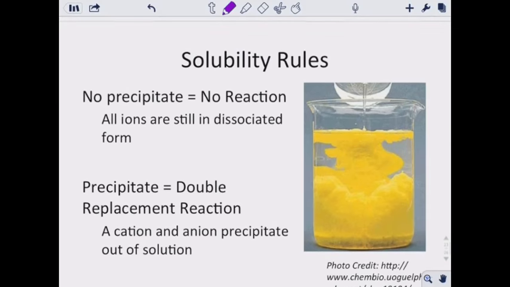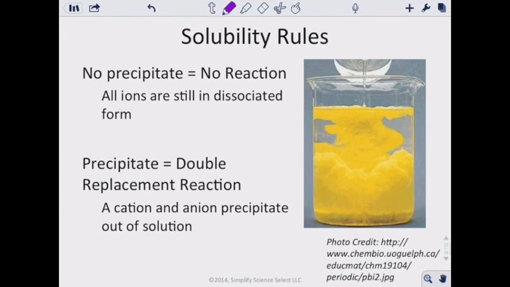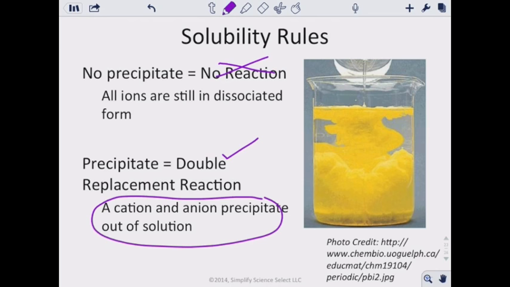So what we use solubility rules for is to predict if a double replacement reaction will occur. No precipitate, no reaction. If we do not have something that is insoluble, guess what? No reaction is taking place. All ions are still in their dissociated form. That means that if everything is still dissolved, there's no precipitate, and we have no reaction. Precipitate means that a double replacement reaction has occurred. A cation and anion precipitate out of solution. Precipitate equals double replacement reaction.